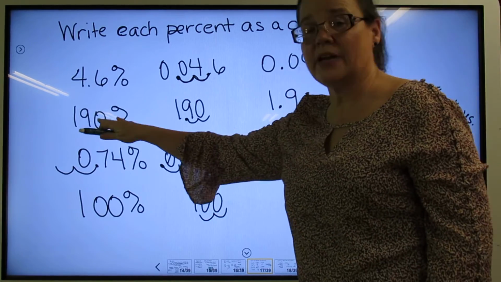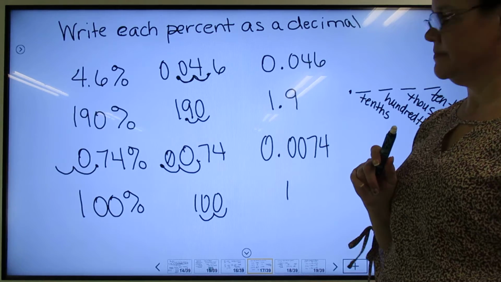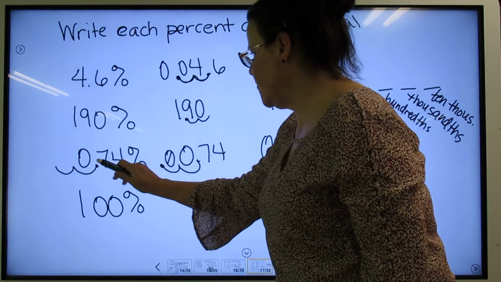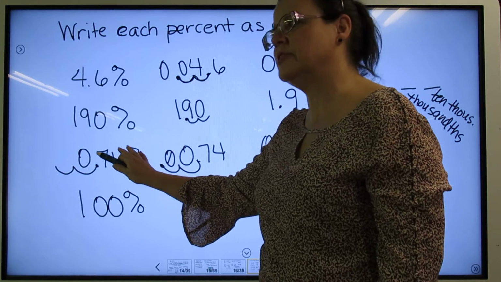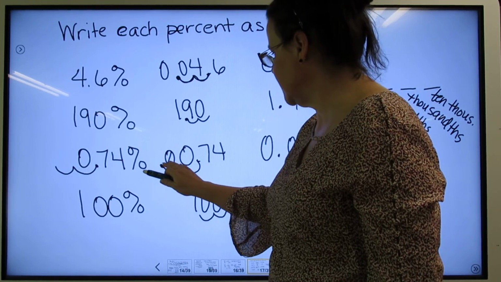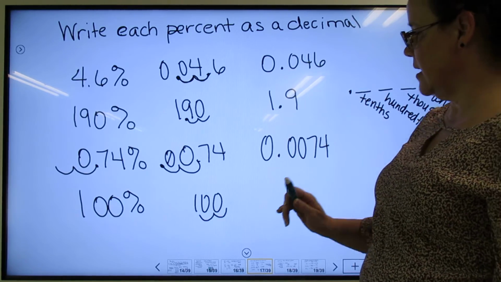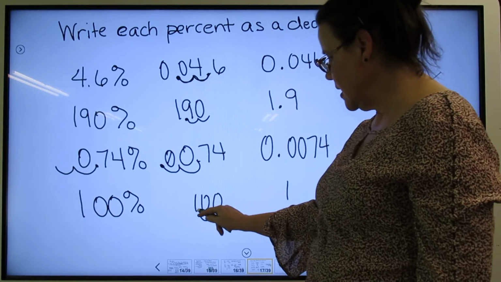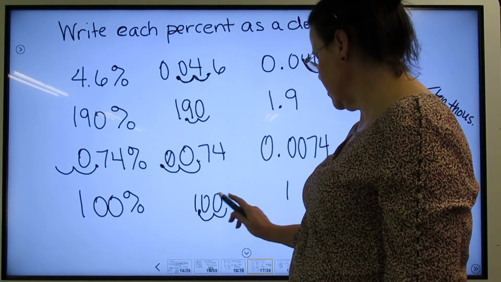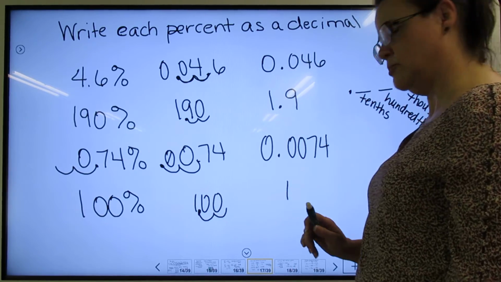190% becomes 1 and 9/10. 74%, or I'm sorry, 74 hundredths percent becomes 74 ten-thousandths. And that's how you would write that. And then 100% becomes just the 1, because the decimal falls here, before it. So it's a whole number, so it just becomes 1.